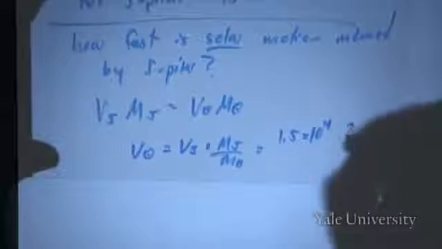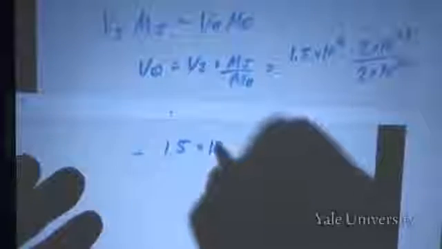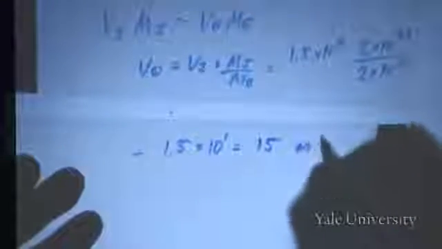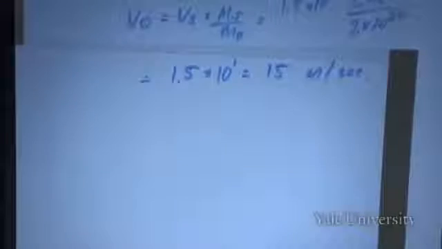1.5 times 10 to the 4, that's the velocity of Jupiter. Mass of Jupiter, as it happens, I think I wrote this down last time, 2 times 10 to the 27 kilograms. Mass of the Sun, 2 times 10 to the 30. 2's cancel, obviously. We get 1.5 times 10 to the 4 times 10 to the 27. That's 10 to the 31. 10 to the 31 divided by 10 to the 30 is 10 to the 1, is equal to 15 meters per second. Not kilometers now, meters. And so Jupiter moves 15 kilometers per second. The Sun moves 15 meters per second.